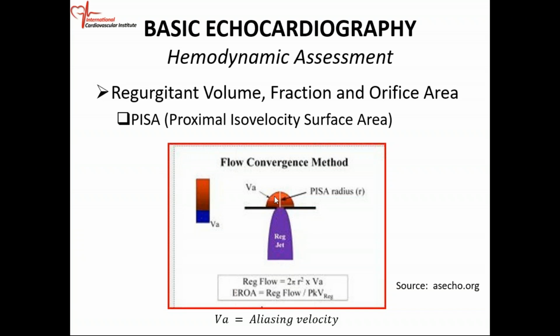Again, using our principle, flow is equal to cross-sectional area times velocity, right? So if we're looking at the flow at PISA, we said this is a hemispheric shell. The area of a hemisphere is 2 pi r squared, because the area of a sphere is twice that, which is 4 pi r squared. And remember what we said, the velocity along the surface is the same. So the velocity is Va.